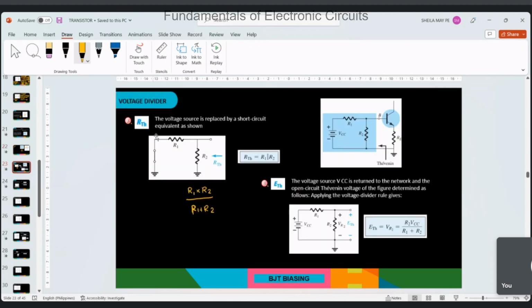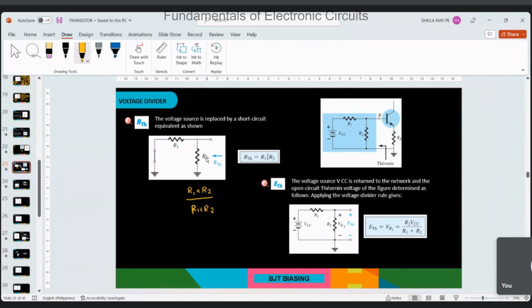Now, saan man na to? Now, in here, our RTH is the voltage source is replaced by a short circuit equivalent as shown. So we have from here class we have our R1 and R2. Now in order for us to know unsa atong buhaton ni R1 and R2 sa Thevenin network theorem iyang gi-short circuit first si VCC. Then pag short circuit niya diha, so wire na lang na siya diha.